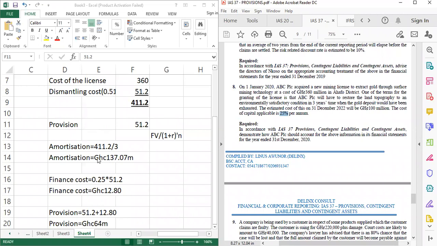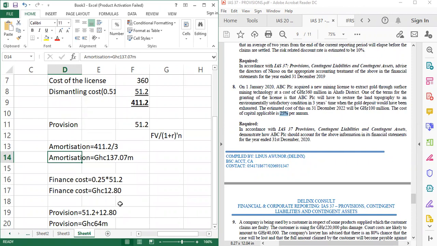So at the end of the day, if you go to statement of profit or loss, you have your amortization amount and you have your finance cost. But if you go to statement of financial position, your license will be shown as the cost minus the amortization. Your provision will be shown as the initial provision plus the finance cost.